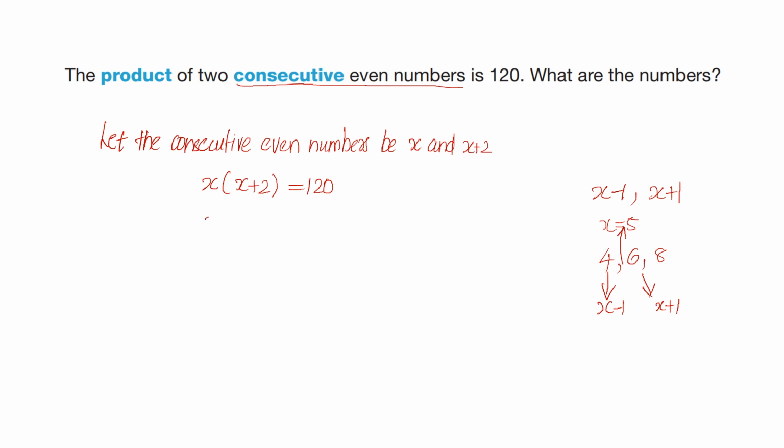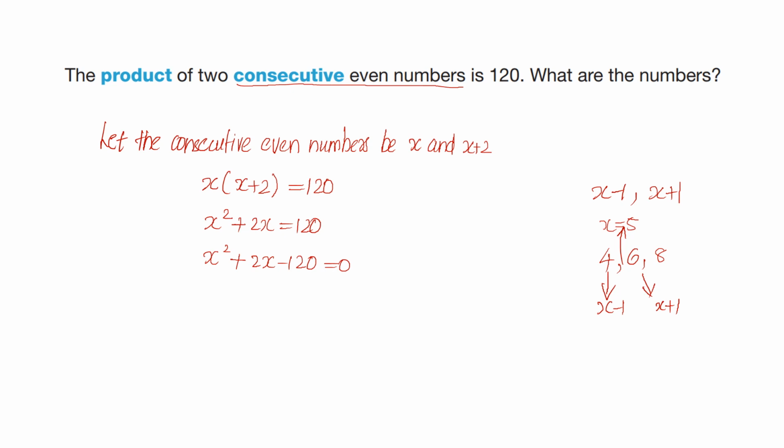So you can expand it. It is x square plus 2x is equal to 120. This is a quadratic equation since the degree of x is 2. And this is not in general form. We can make it general. That is x square plus 2x minus 120 is equal to 0, and this forms the general form of a quadratic equation. Now if we want to do it by factorization method, how do you do it?